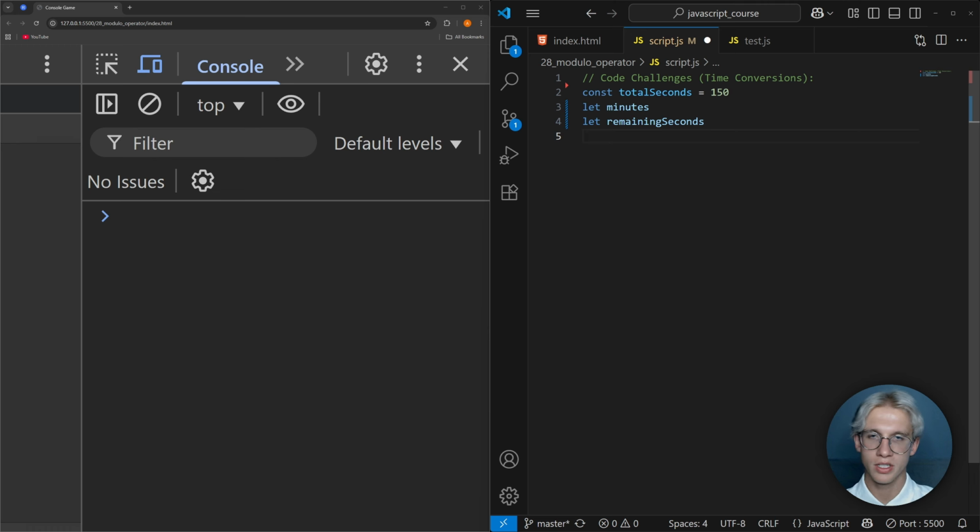The first clue is you need to use math.floor function to find the amount of minutes. The second clue is that you need to use a modulo operator for the remaining seconds. Now let's solve it together.